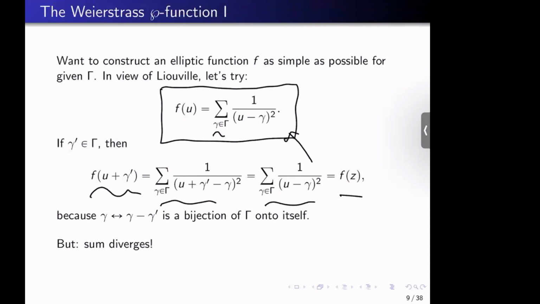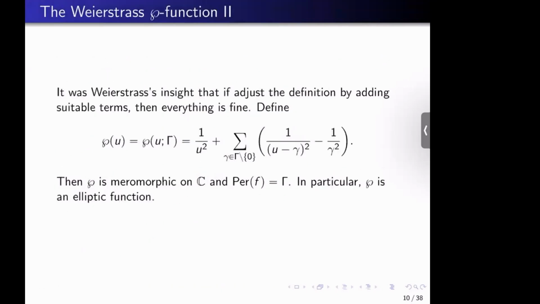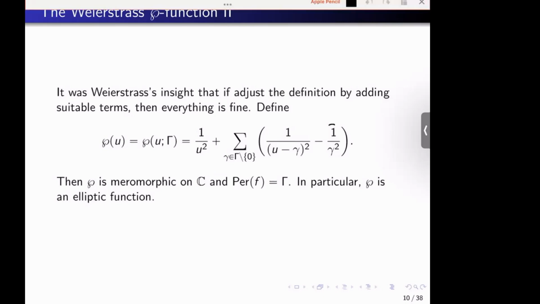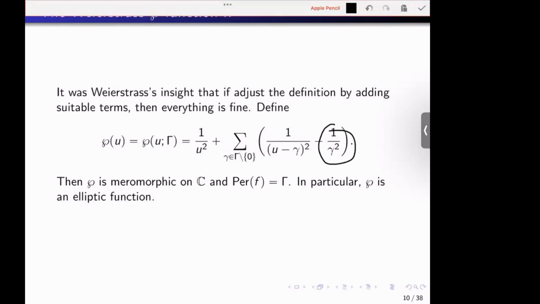And well, this, of course, was observed a long time ago. And Weierstrass had actually the ingenious insight that by a very simple manipulation, you can actually fix this convergence problem. Namely, he introduced these terms here. And by introducing these terms, you make this expression here actually convergent.